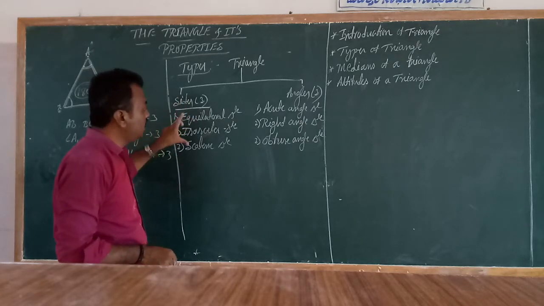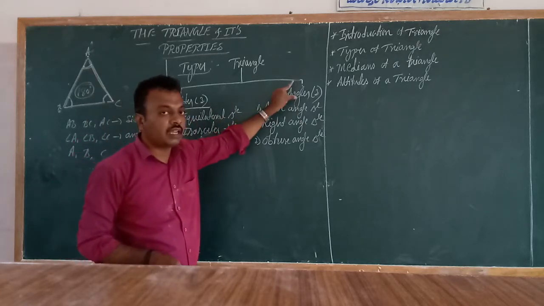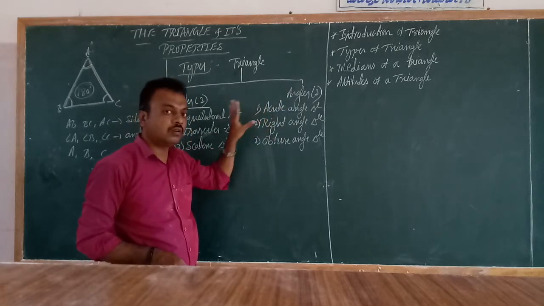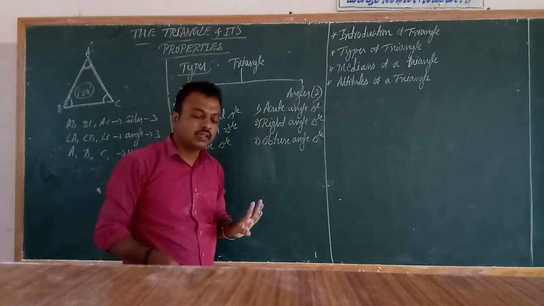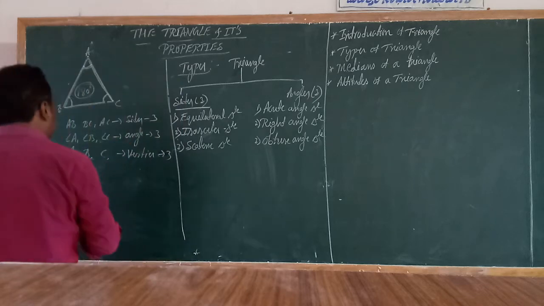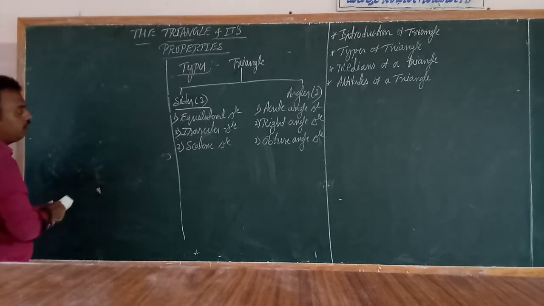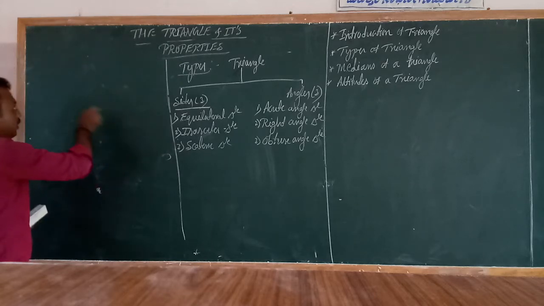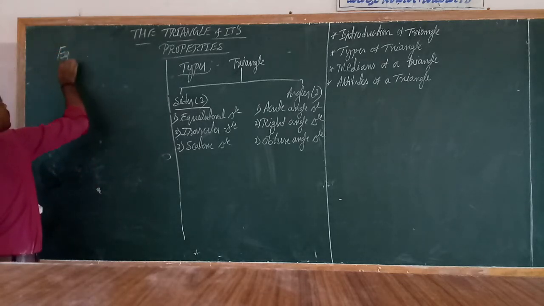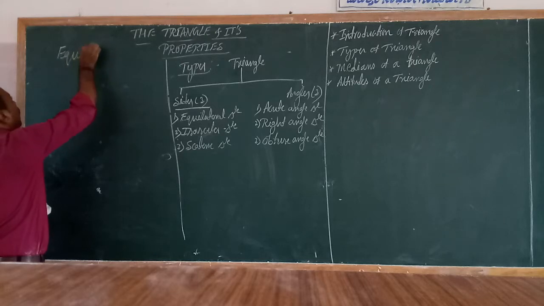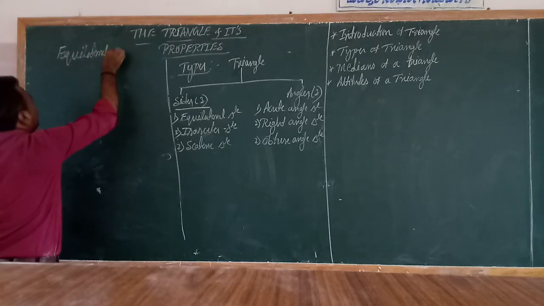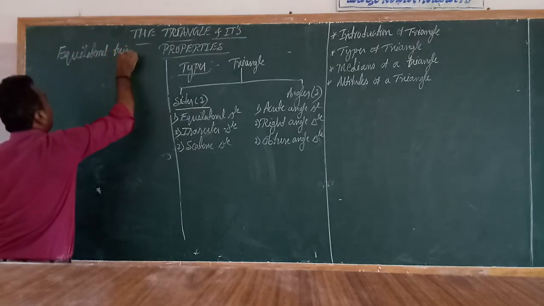Based on sides, there are 3 types. Based on angles, there are 3 types. So in total there are 6 types of triangles. Let us discuss them one by one. First one, equilateral triangle. What do we mean by an equilateral triangle?